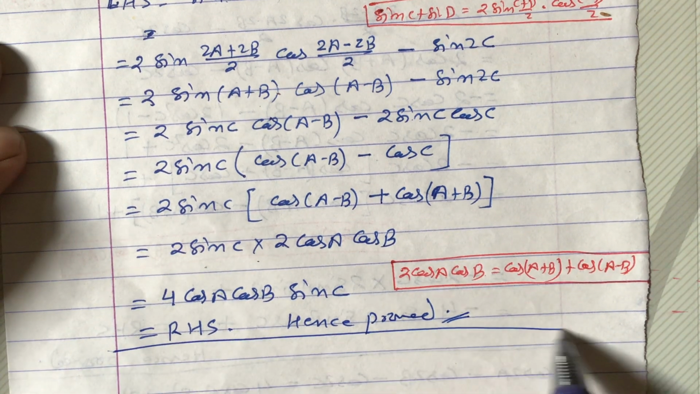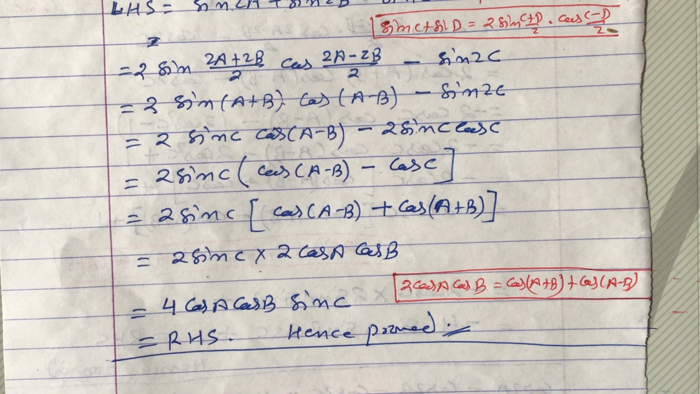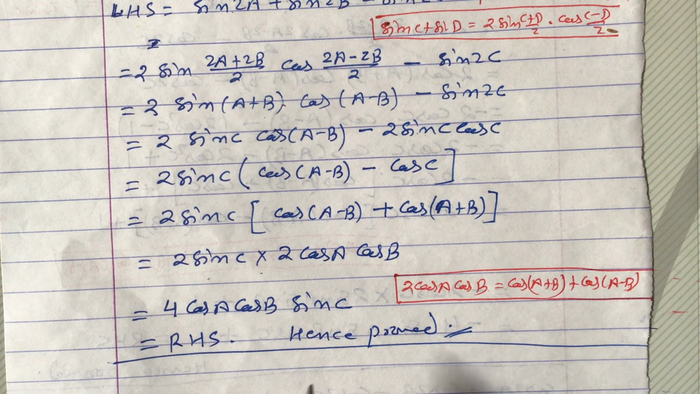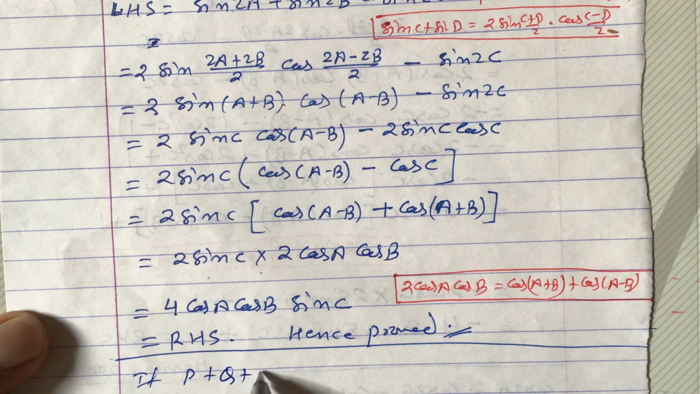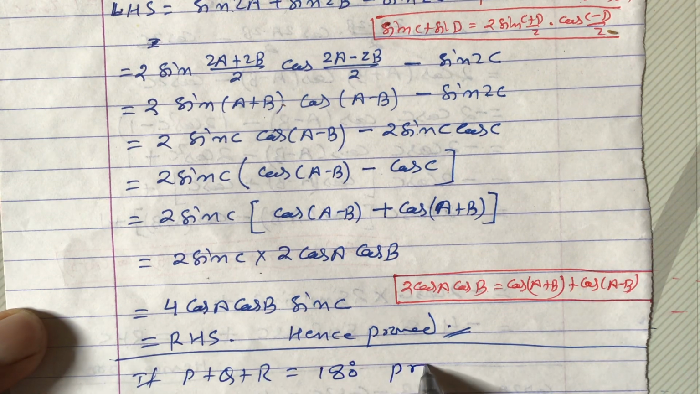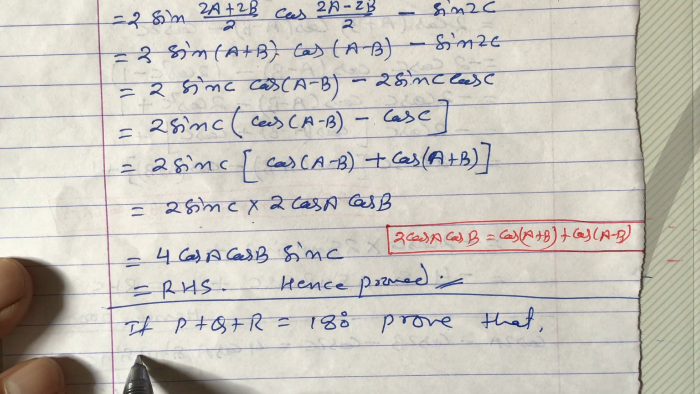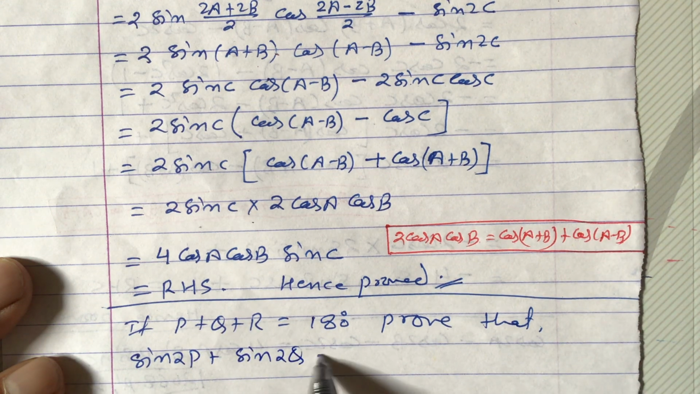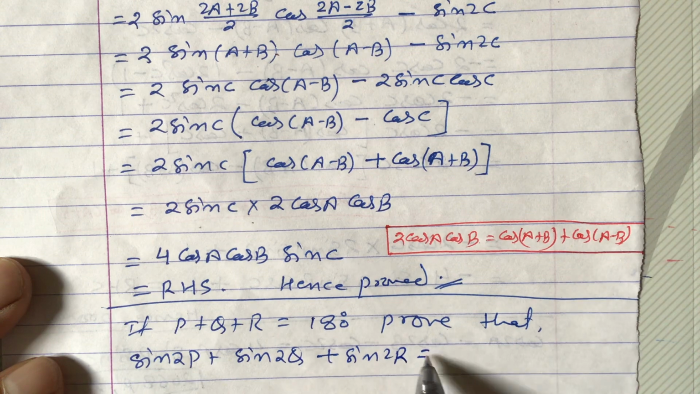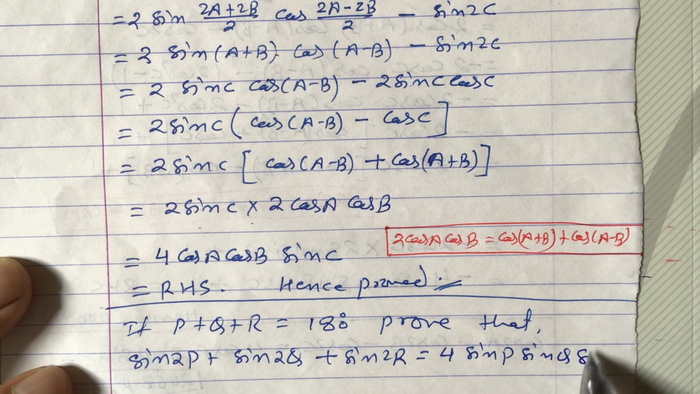Now I will give you one more question, an extra question for you. You can solve this and get more benefit. Okay, so the question is like this. Let us do this one question in terms of sine. Okay, if P plus Q plus R equals 180 degree, prove that sine 2P plus sine 2Q plus sine 2R is equals to 4 sine P sine Q sine R.